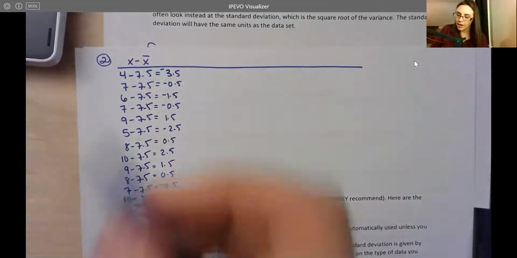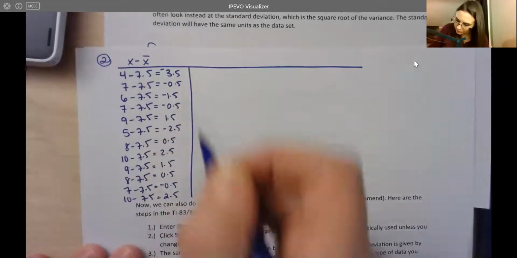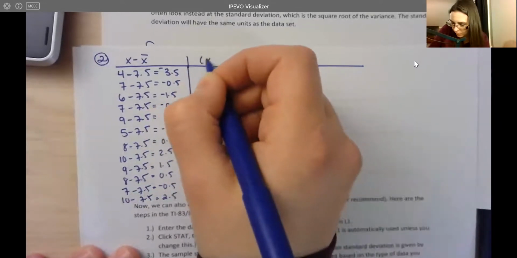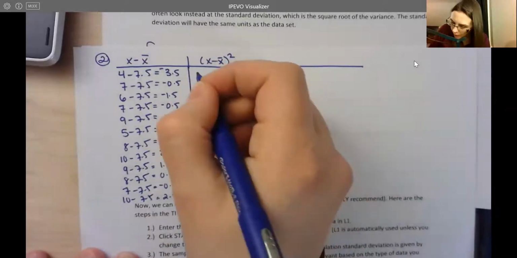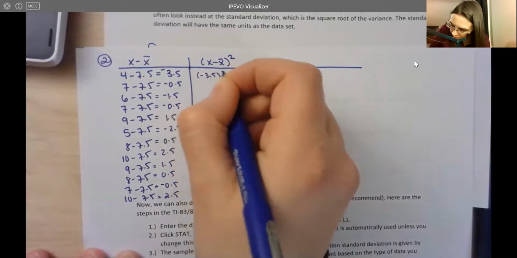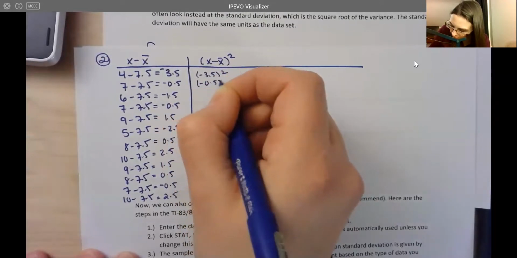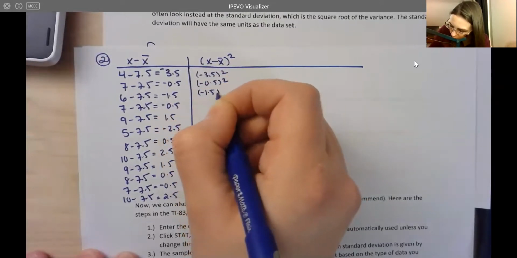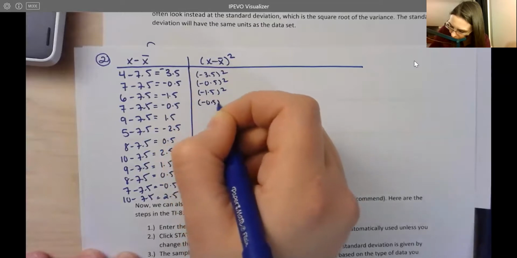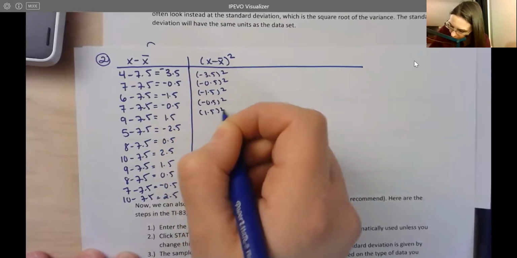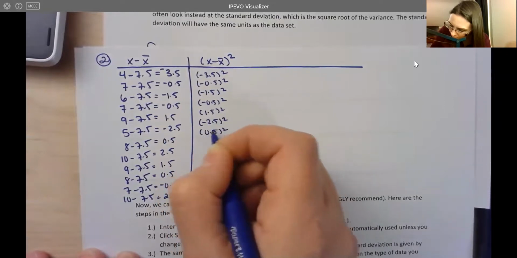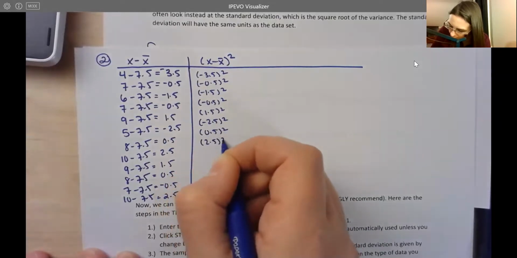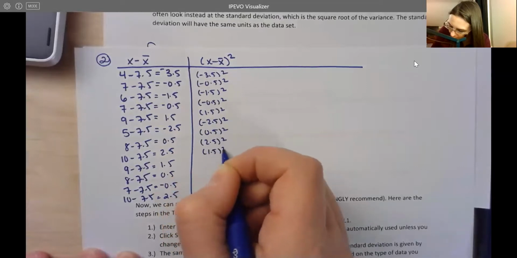So I do all that subtraction first. Then I'm going to take those values and square them. I take negative 3.5 and square it, negative 0.5 and square it, negative 1.5 and square it, and all the way down the line. Again, your signs don't matter so much here because once we square it, the negatives and positives all become positive anyway.